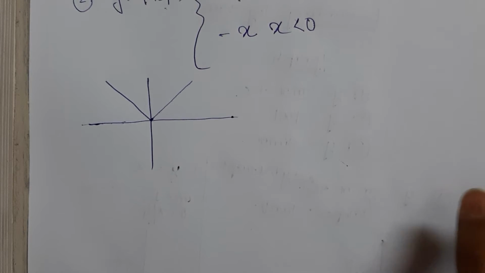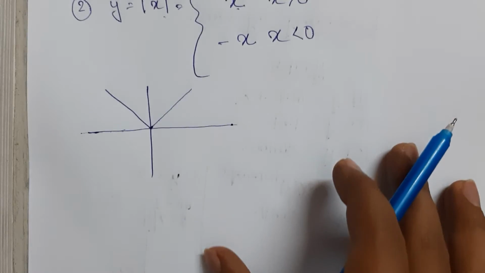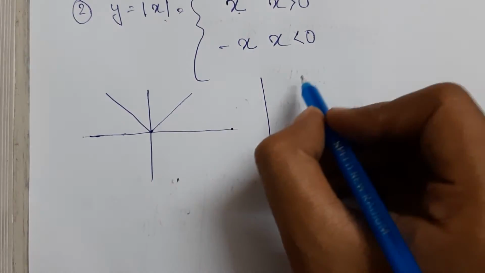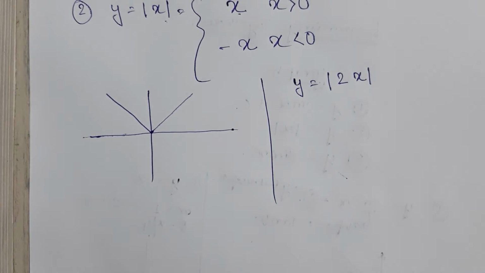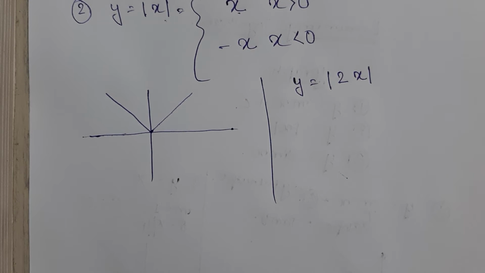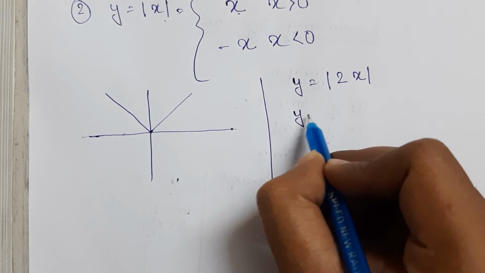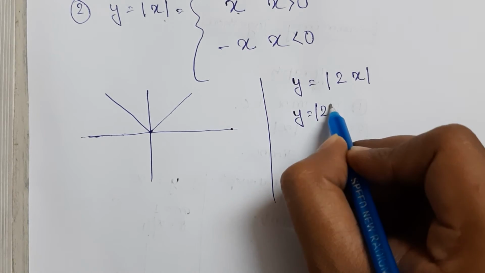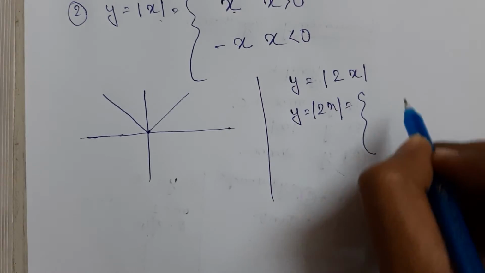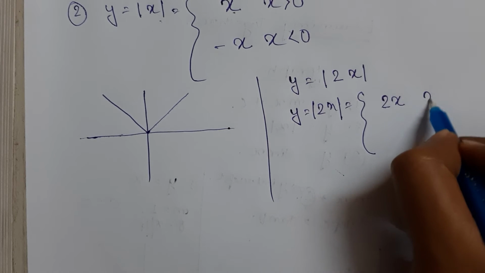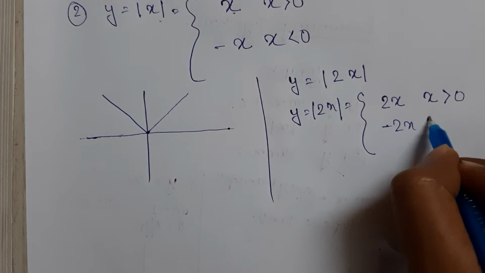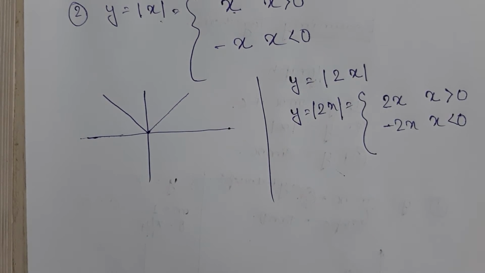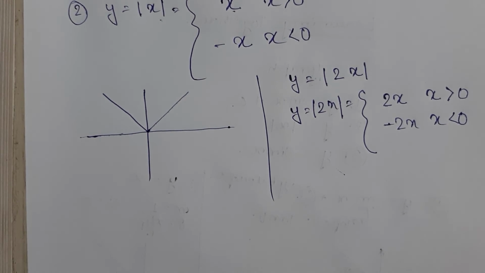Now we will draw another graph now. How to draw y is equal to mod of 2x. Let us see how to draw this. I think it is also very easy. What we will do now? Mod of 2x, right? So we will break it up. What will be there? 2x when x is greater than 0, and minus 2x when x is less than 0, right? It is easy, I think.